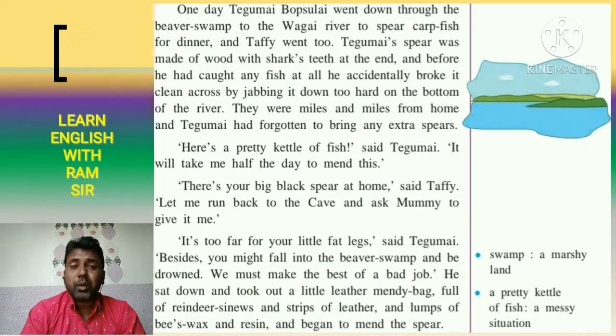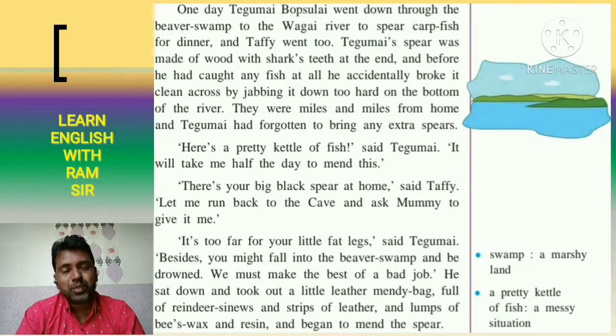So now remember she is giving the advice or the suggestion to her father that she will go back to the home and she will bring the spear. वो भाग कर वो कहती है कि मैं भाग के चली जाती हूँ और मम्मी से जो दूसरा स्पेयर है, जो बड़ा सा बिग ब्लैक कलर का जो स्पेयर है वो घर से मैं लेके आती हूँ. So that time what was the response of Tegumai, let's see. That is too far for your little fat legs, says Tegumai.